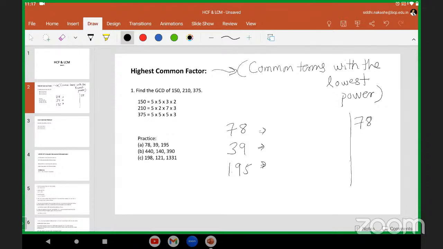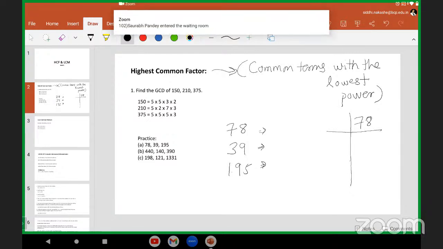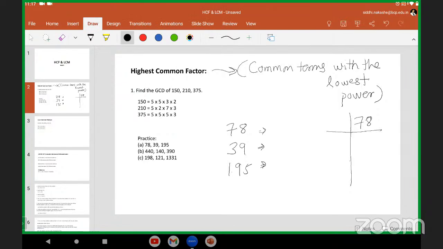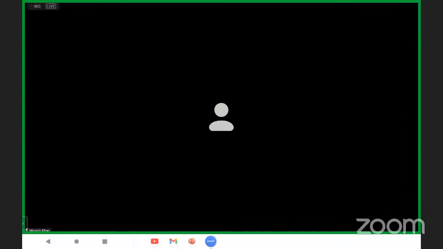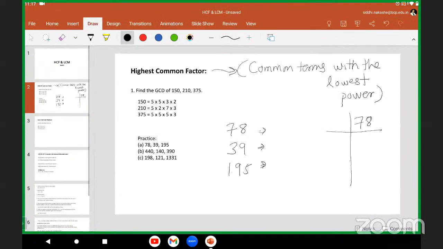For 78, it can be factorized as: 78 is divisible by what? So 7 plus 8, it is 15. So 15 is nothing but a multiple of 3. This is a divisibility rule. Whenever a number is given, you can just add its digits, 7 plus 8, it is 15, or any number which is a multiple of 3. That means it is divisible by 3.